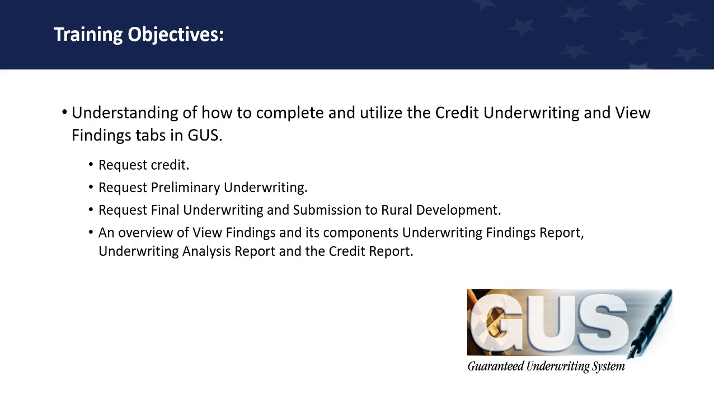Let's review the training objectives for the Credit Underwriting and View Findings training module. After taking this training, the user will understand how to complete and utilize the Credit Underwriting and View Findings tabs within GUS. We will specifically discuss the following aspects of the Credit Underwriting and View Findings pages. First, request credit, request preliminary underwriting, request final underwriting and submission to Rural Development, and finally, an overview of View Findings and its components: Underwriting Findings Report, Underwriting Analysis Report, and the Credit Report.